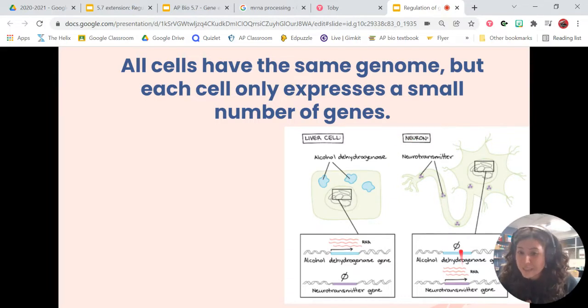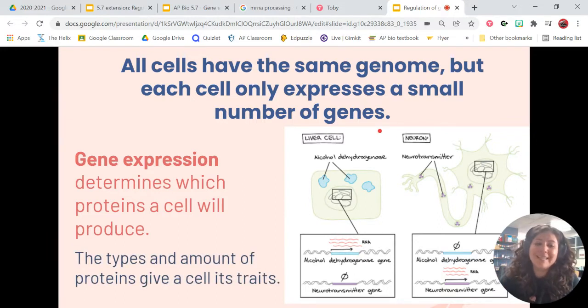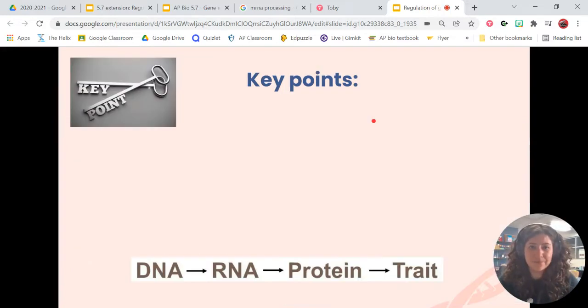It once again has both of those genes, but the neuron is only going to have the neurotransmitter gene turned on because that is a gene that's important for its structure and function. So in other words, gene expression, meaning which genes are turned on and making proteins, is going to determine which proteins a cell is producing, and the type and amount of proteins that a cell makes is what determines the traits of that cell.